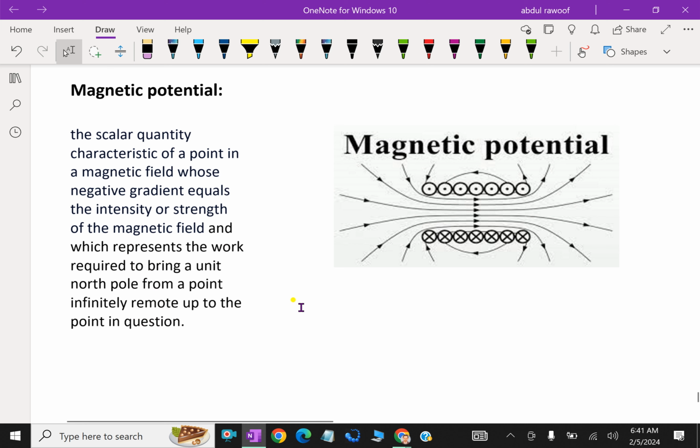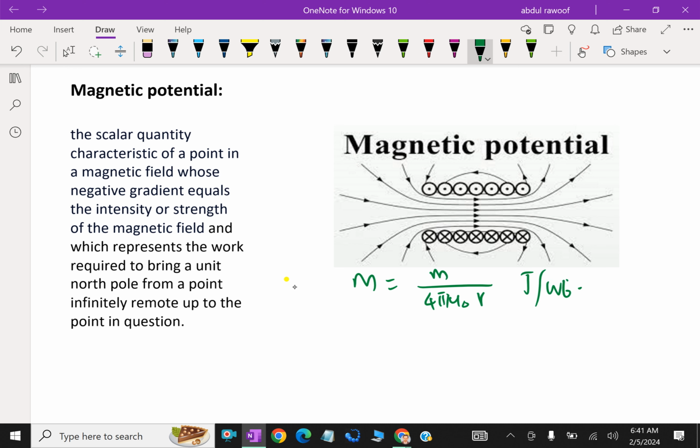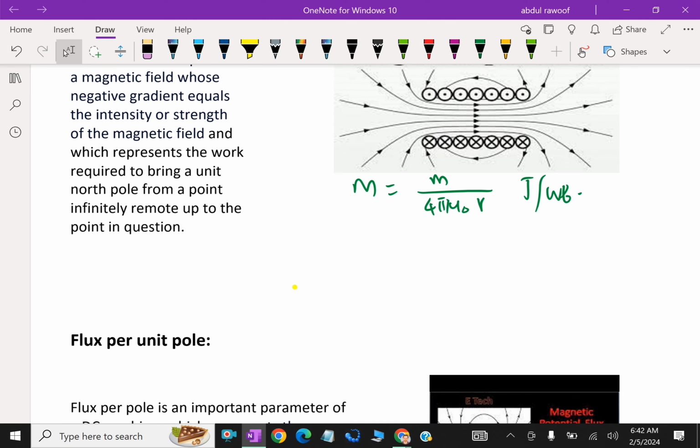Here, the magnetic potential at any point within a magnetic field is measured by the work done in shifting a north pole of 1 Weber from infinity to that point against the force of the magnetic field. It's given by magnetic potential M equals m over 4 pi mu 0 r. The unit is joules per Weber, work done per Weber. It's a scalar quantity.